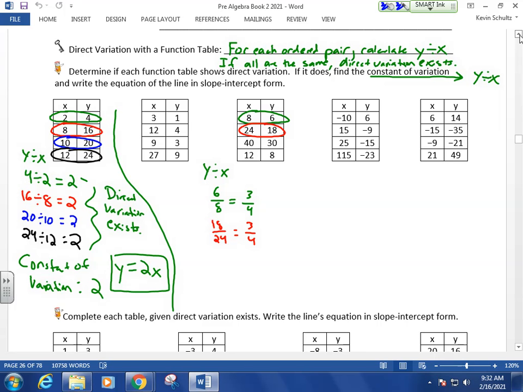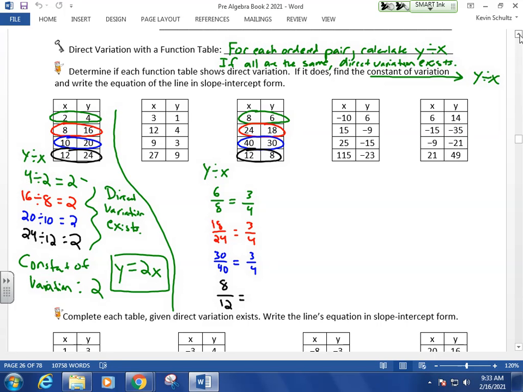I go to my next one. 30 divided by 40. Does 30/40 equal 3/4 in simplest form? Yes, it does. I'm 3 for 3. I go to my last one. 12/8. I take y divided by x, 8 divided by 12. Does 8/12 simplify to be 3/4?